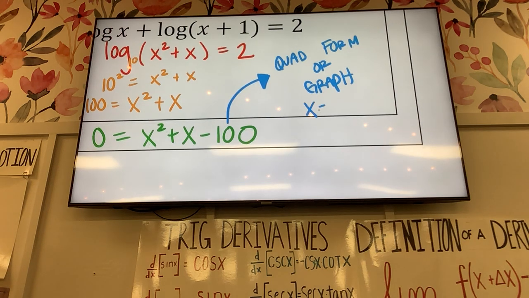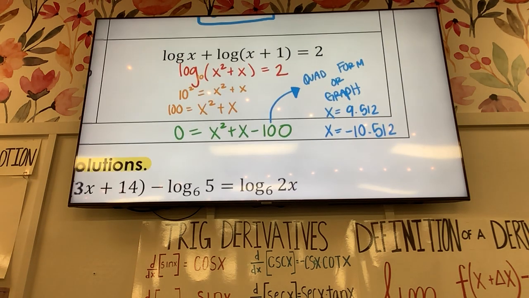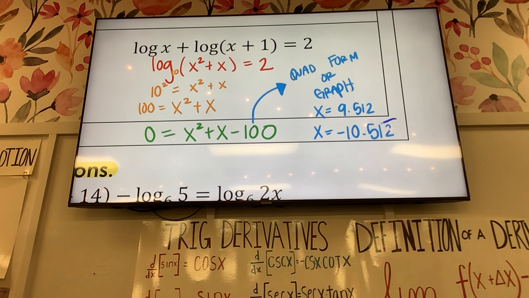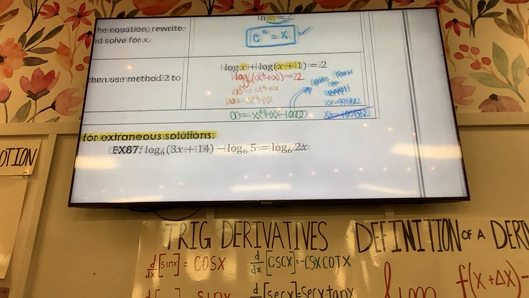All right, so these are my answers here: 9.512 and negative 10.512. Now, which one of these is extraneous? The negative 10.512, because when you put that back in here and here, you would get a negative in the log.